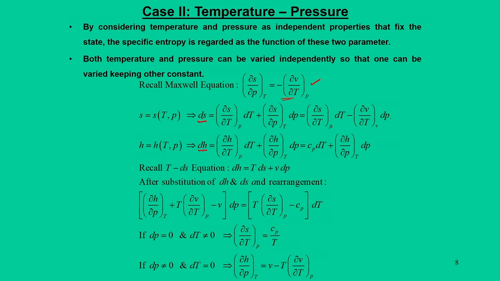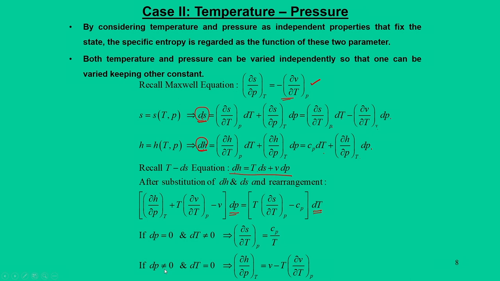The other expression is dh equal to Cp dT plus ∂h/∂p at constant T into dp. Then we have to recall the TdS equation involving dh and ds: TdS is equal to dh minus Vdp. Now substituting ds and dh in this TdS equation, we arrive at the following expression, which has the change in pressure on the left-hand side and the change in temperature on the right-hand side. Mathematically this equation is correct, but how are we going to find its thermodynamic significance? In one situation we say the change in pressure is 0 but dT is not equal to 0. In that case we can write ∂s/∂T at constant p as Cp by T.